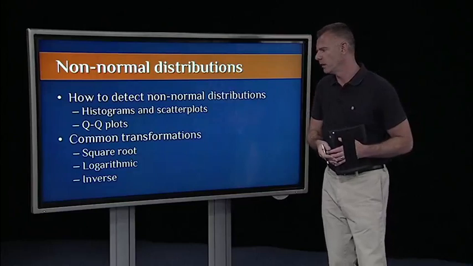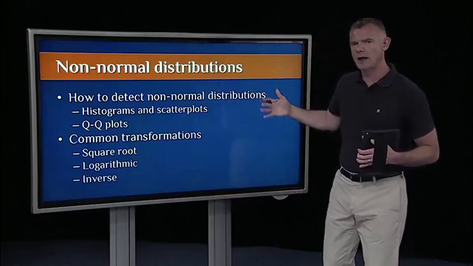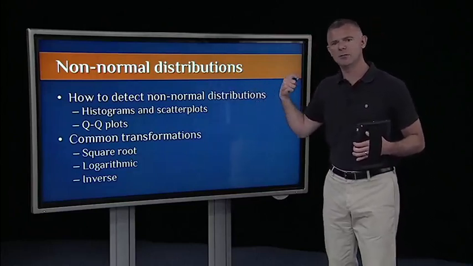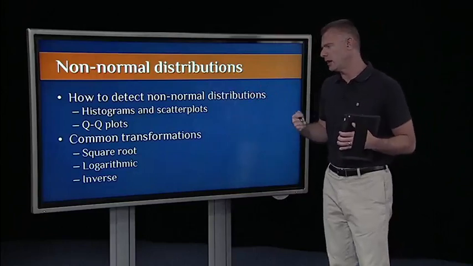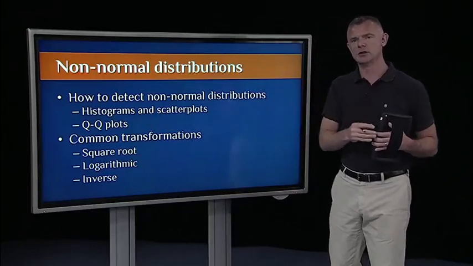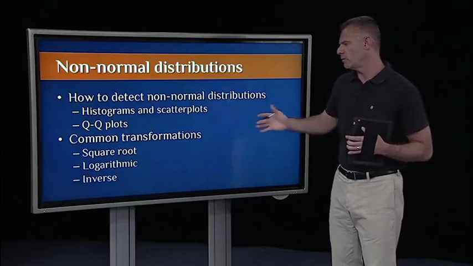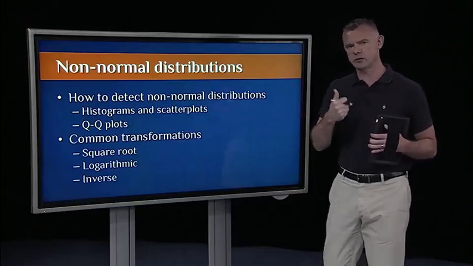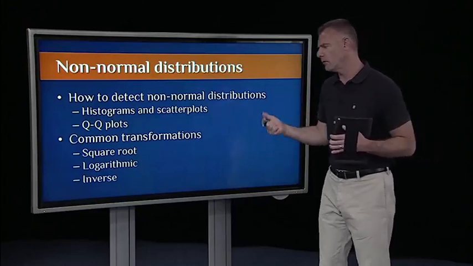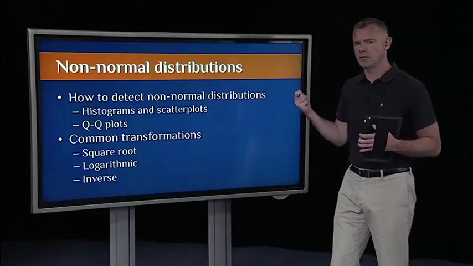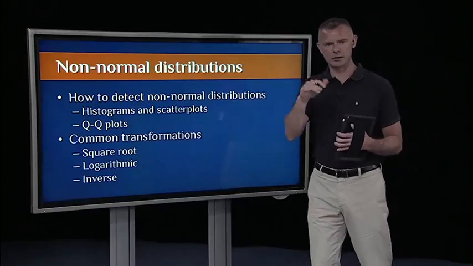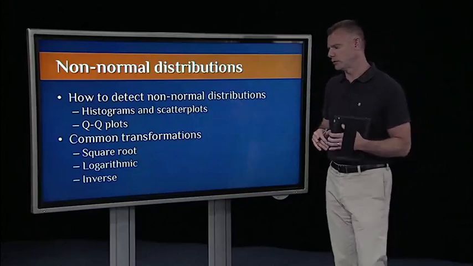If you don't have normal distributions, sometimes you can apply that quick fix strategy and just apply a transformation to your outcome variable. And remember, the common transformations were square root, logarithmic, and inverse. And if they were negatively skewed, we just reflect and do those same transformations.